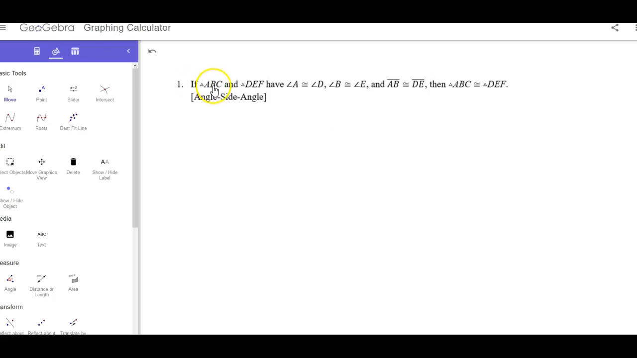To show these two triangles, ABC and DEF, are congruent given that they share an angle, a side, and an angle, I'm going to construct a triangle with a specific angle, side, and angle and see if I can come up with a different triangle. So I'm going to just come out here and put triangle ABC.